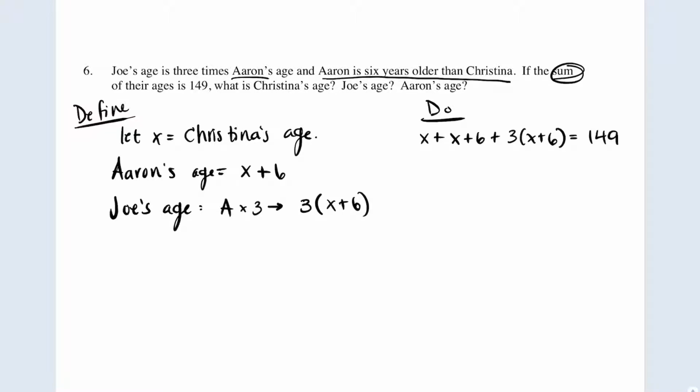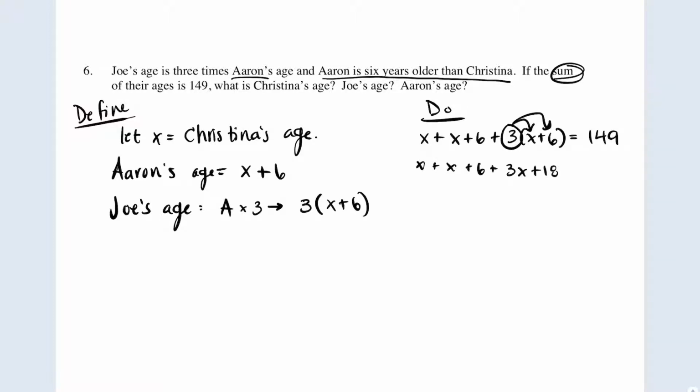Now we have a little bit more of a complex equation, and that's okay. We're just going to take it step by step. The first thing that I notice is there's a 3 outside of these parentheses, so I'm going to distribute. So this becomes 3x plus 18. I'm going to bring down everything else as well.